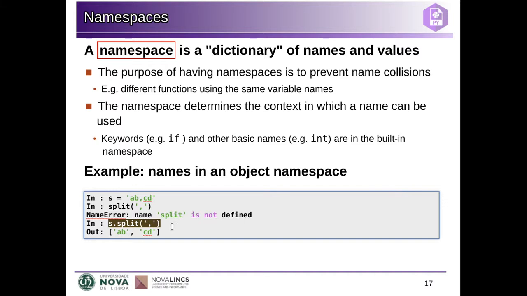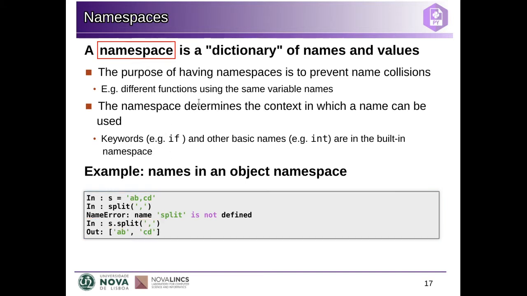Note that we could also have a split function outside, but they would be in different namespaces, so they would not interfere. And this is an important attribute of namespaces, that you can have the same name in different contexts and have no problem or interference between them, because in different contexts they mean different things, and Python can keep track of all those things.